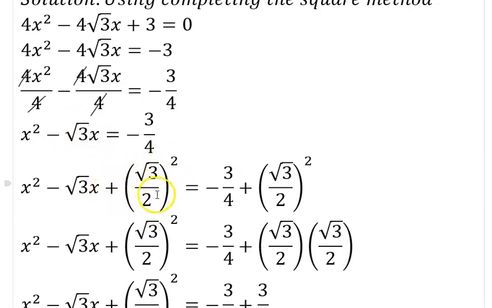You now add it to here. You add it to this side too. That's what we have done. We add it to our left hand side. Anything you have here, look for the half. You add it here, you add it here. That is what we have done.